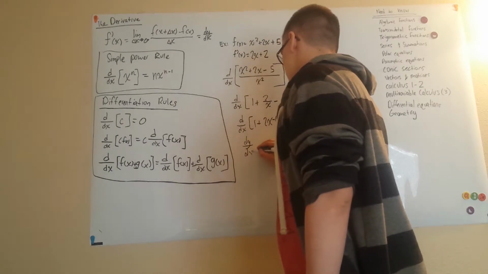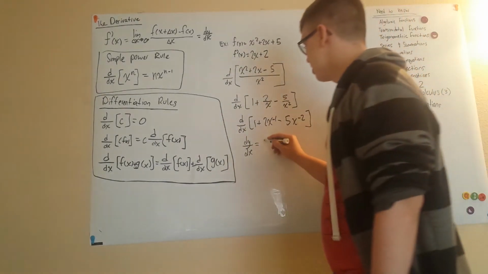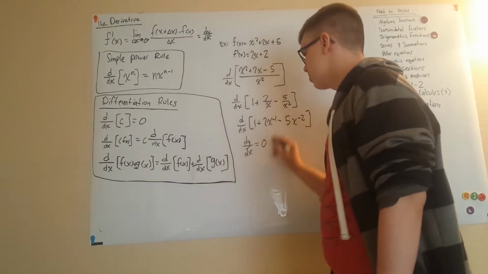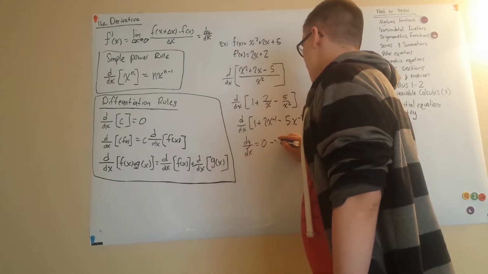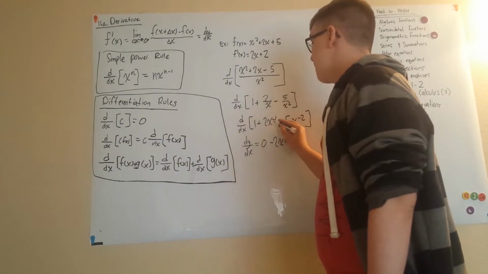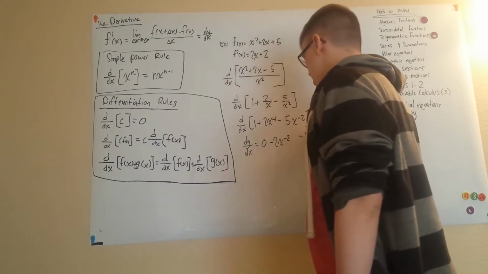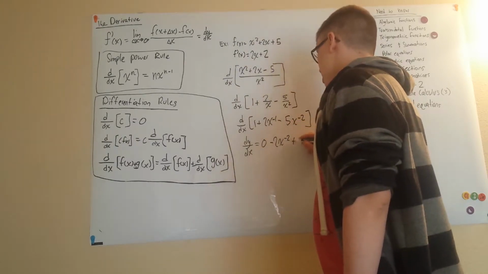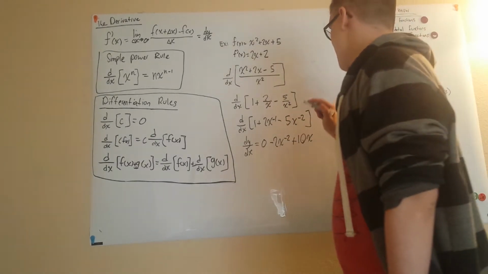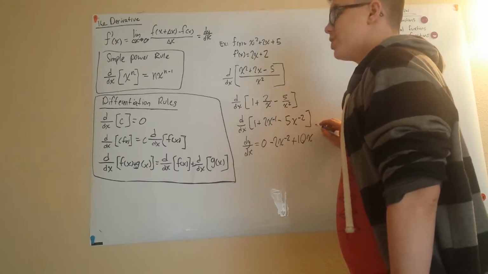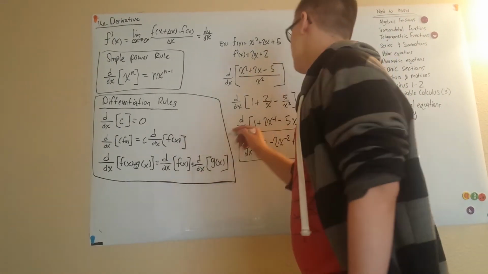So dy dx equals constant 0, times negative 1, minus 1, negative 1 minus 1 is negative 2, plus 10x, multiply that, minus, negative 2 minus 1 is negative 3. That is your derivative.